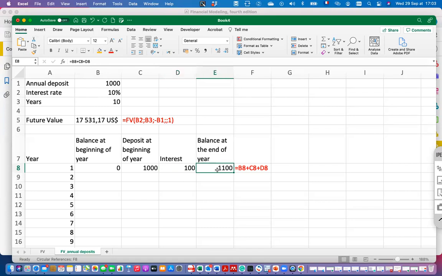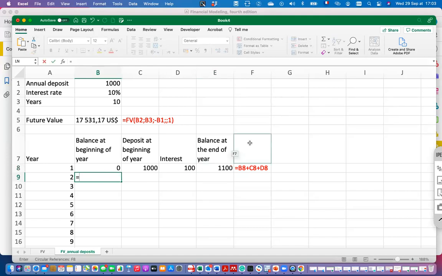Now the balance at the end of year one will be the balance at the beginning of year two. اللي سكرنا بيه السنة الأولى راح نفتتح بيه السنة الثانية، هذا اللي عاد. نروح هنا، so cell B9 equals cell E8.